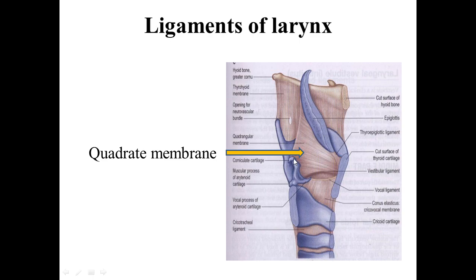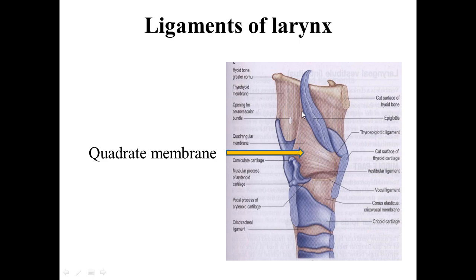Between the arytenoid cartilage and epiglottis, there is a mucosal fold that is called the aryepiglottic fold, and this aryepiglottic fold consists of the upper border of the quadrate membrane, while the lower border of the quadrate membrane is also free and it is thickened, and this lower border of the quadrate membrane forms the vestibular ligament. So the quadrate membrane has an upper border and a lower border.